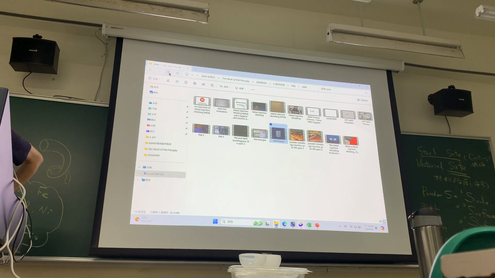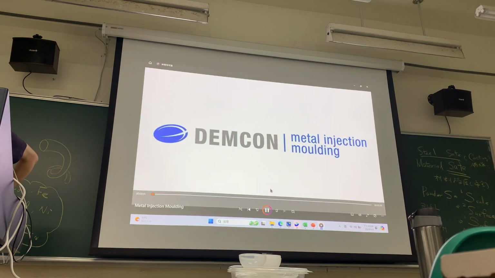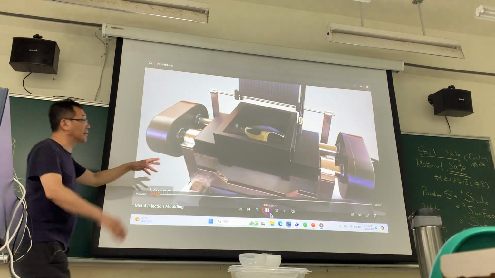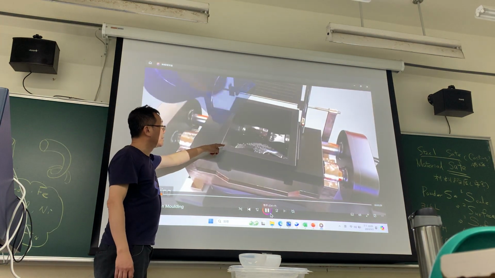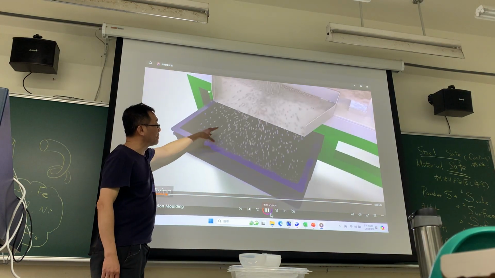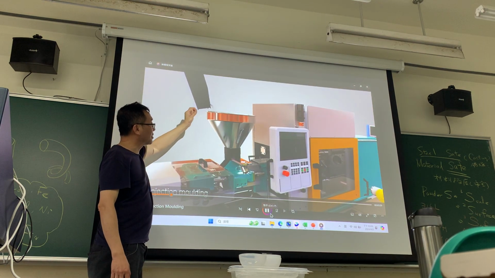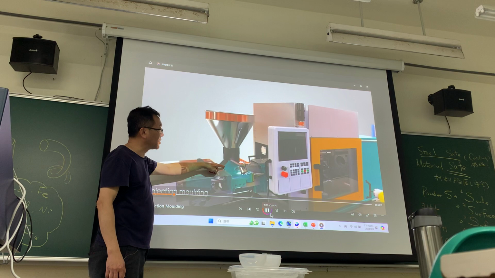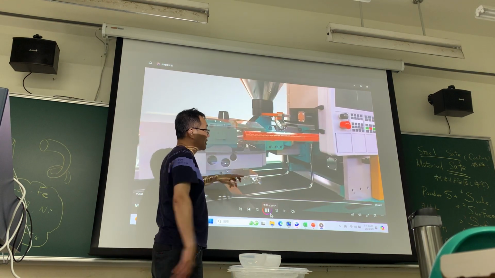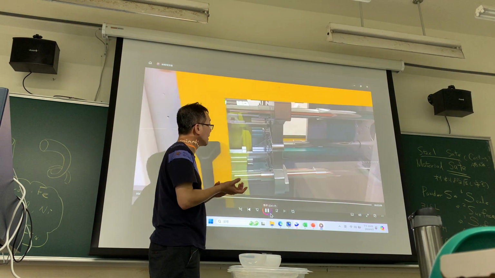Okay, this is for PM, metal injection molding. It's just mixing powder in a mixing machine, then mixing powder and binder together, then pelletization, the particles, and they go into the machine. This is a barrel and a screw, and injection of the materials into the mold, into the cavity.